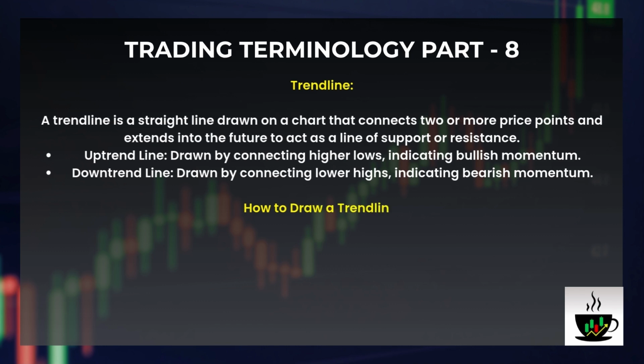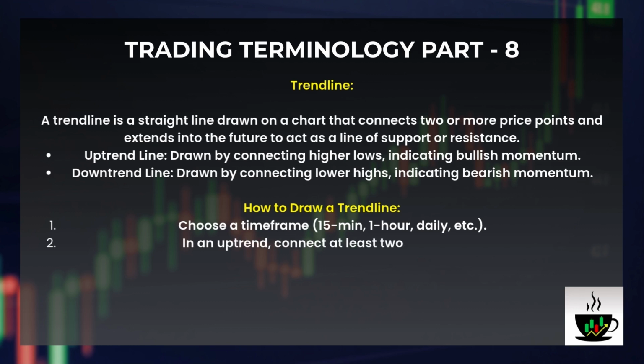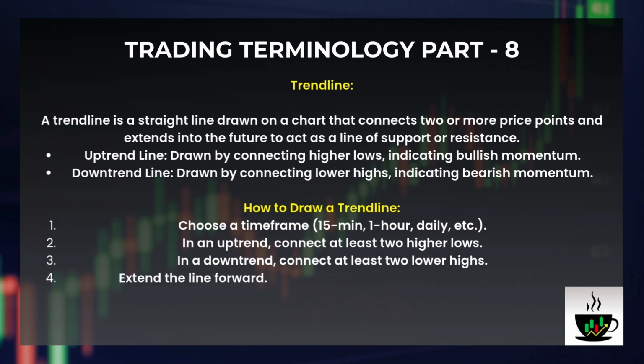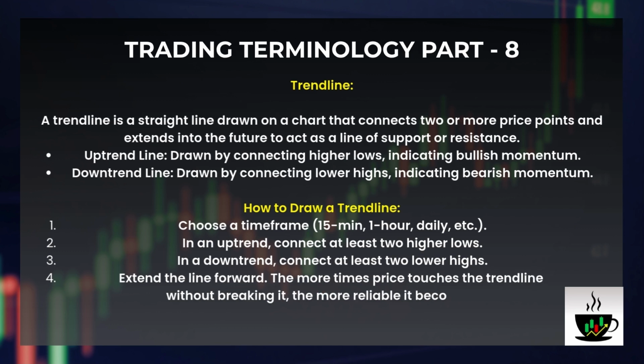How to draw a trend line. Choose a time frame: 15 minutes, 1 hour, daily, etc. In an uptrend, connect at least 2 higher lows. In a downtrend, connect at least 2 lower highs. Extend the line forward. The more times price touches the trend line without breaking it, the more reliable it becomes.